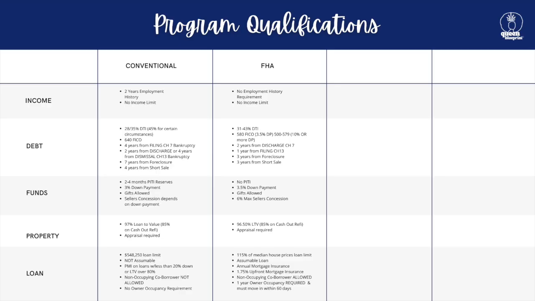Let's talk about the bankruptcy requirements and all the things, okay? 2 years from discharge from a Chapter 7, you can go after an FHA. 1 year from filing Chapter 13, you can go after an FHA. 3 years from a foreclosure, you can go after an FHA. And 3 years from a short sale, you can go after an FHA. Now, in this boot camp, we are not going to go over foreclosures, get into the intricacies of bankruptcy or short sales, but that is something that we will have classes on later on down the line, okay?